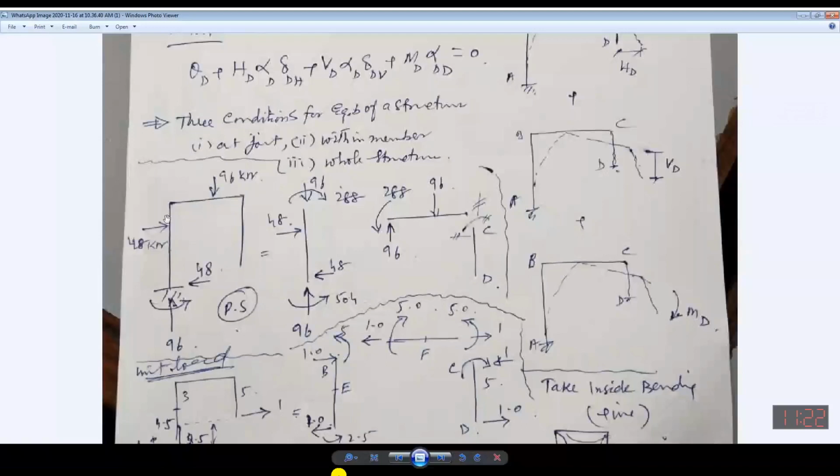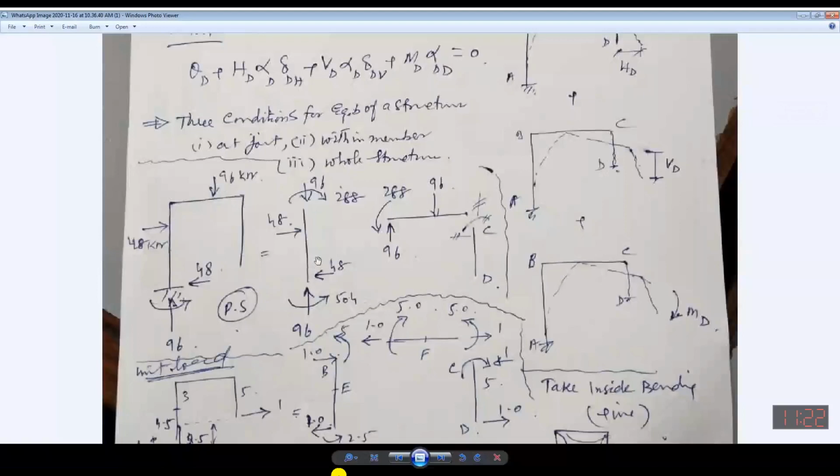At every joint, equilibrium should be maintained. If I talk about this joint, there should be equilibrium. Similarly, if I talk about this joint, it should be in equilibrium. If I talk about this joint, it should be in equilibrium. Similarly, this one too. So at every joint, equilibrium. Within member, equilibrium. Whole structure, equilibrium.